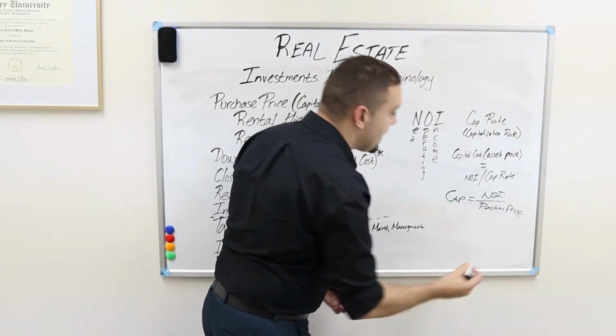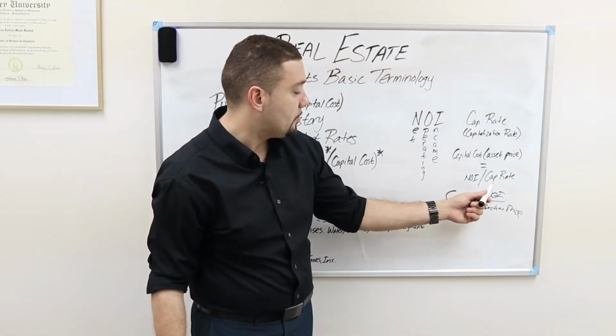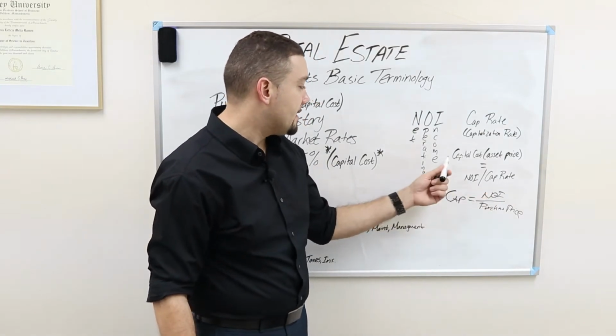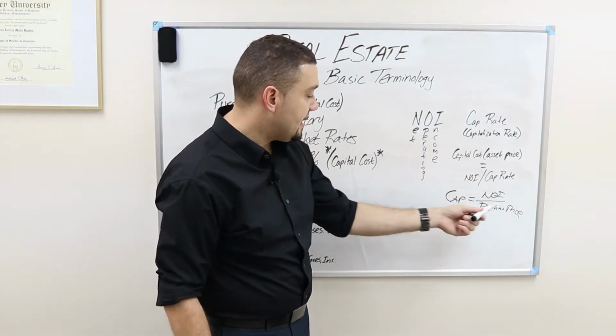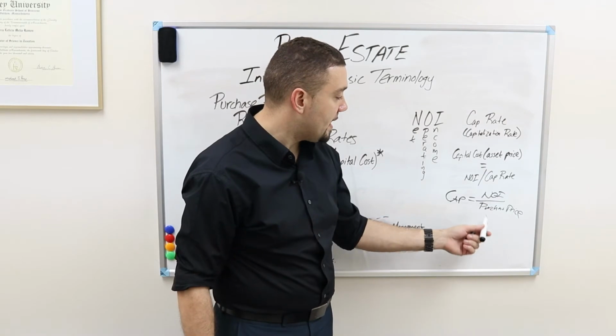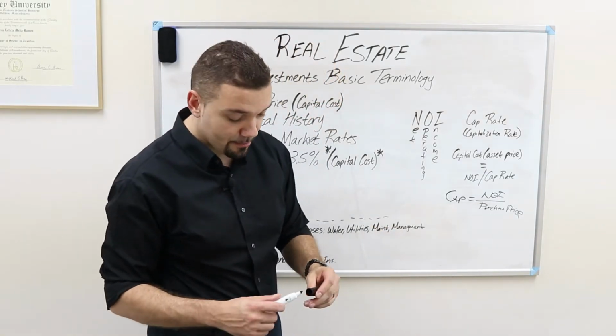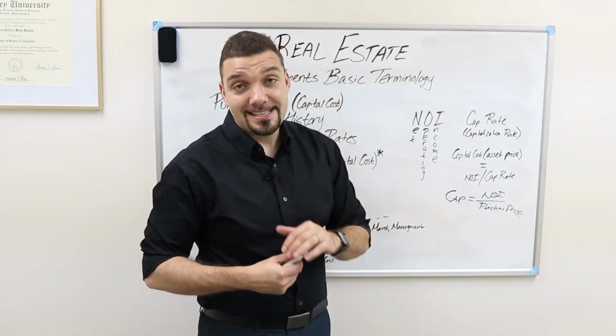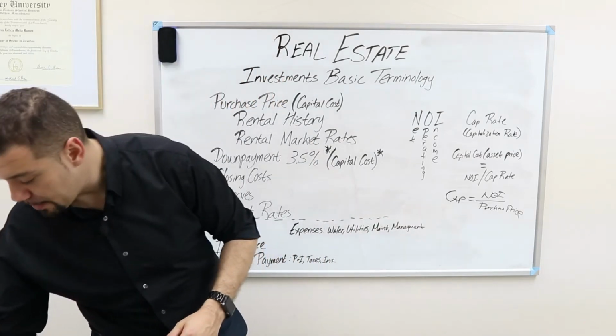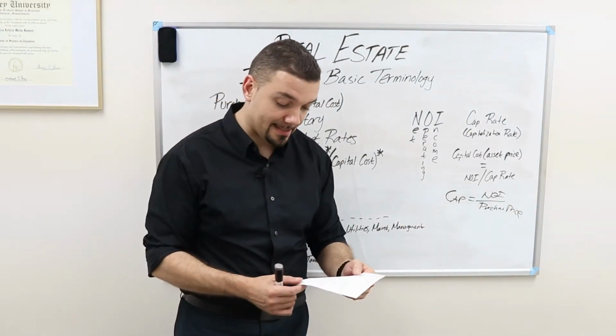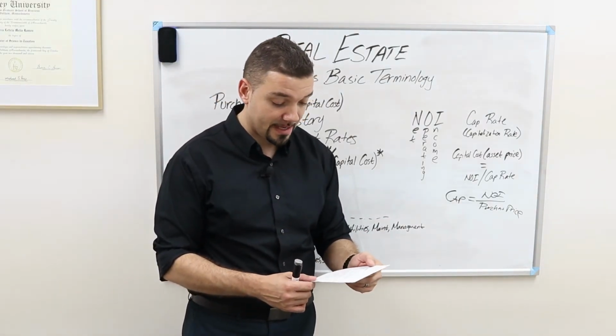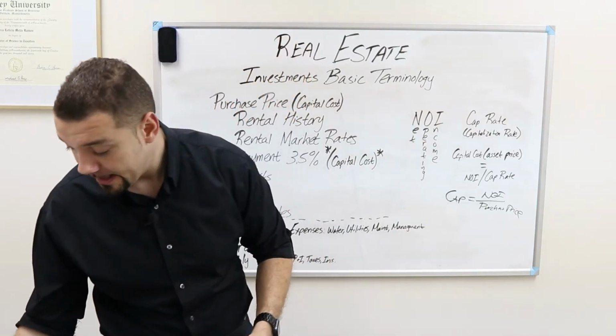And how did I get that? If you remember algebra, we just take the cap rate, multiply times the capital cost, and that's what we have, why we have NOI divided by the purchase price. So this is really, really simple and really, really basic. I'm just looking over my notes here to make sure I didn't miss anything.